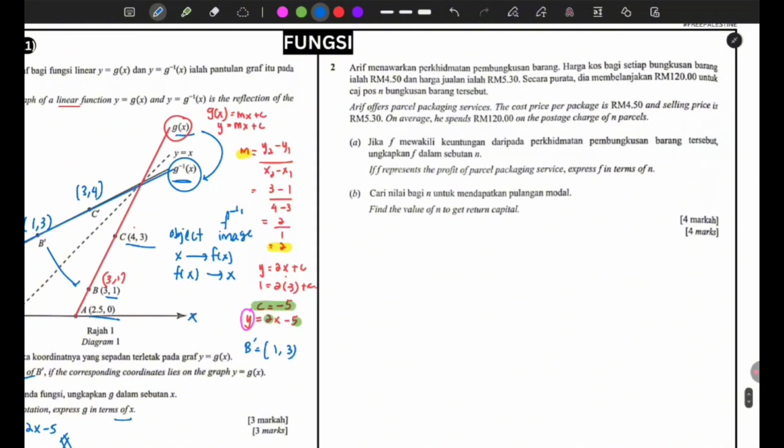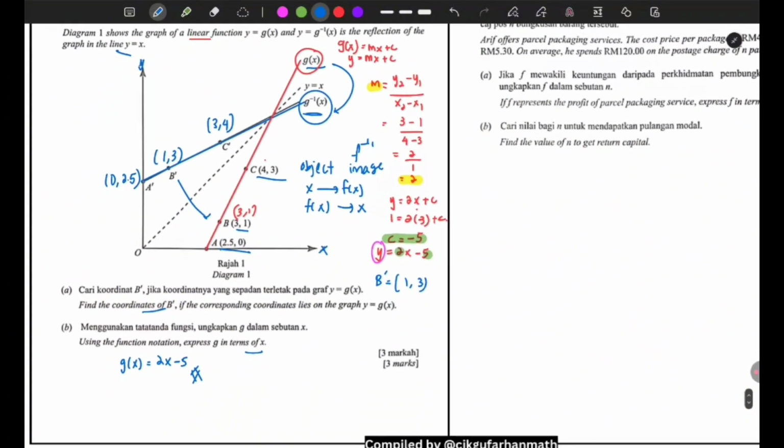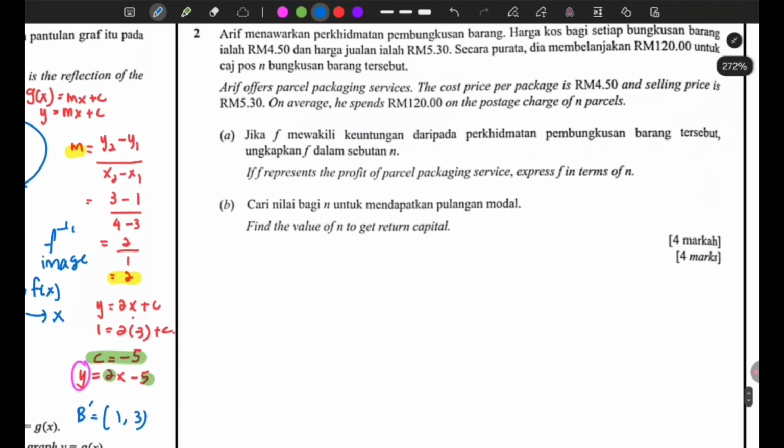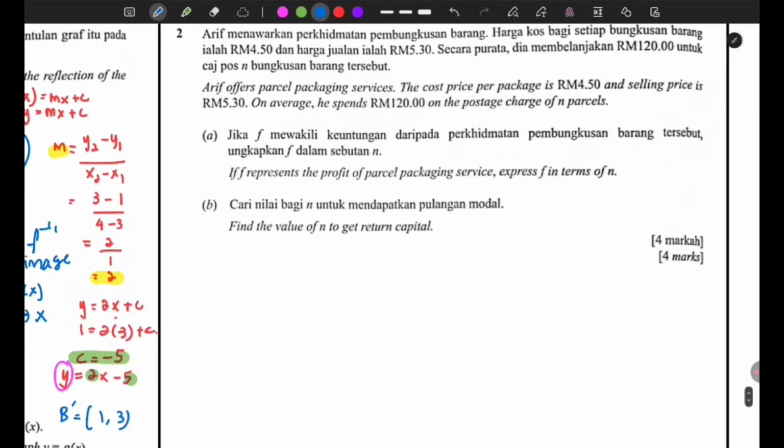This next question, I think this one is also Selangor. Arif menawarkan. Arif offers a parcel packaging service. Okay. And the cost price per package, so the cost for one package is 4 ringgit 50 cent.